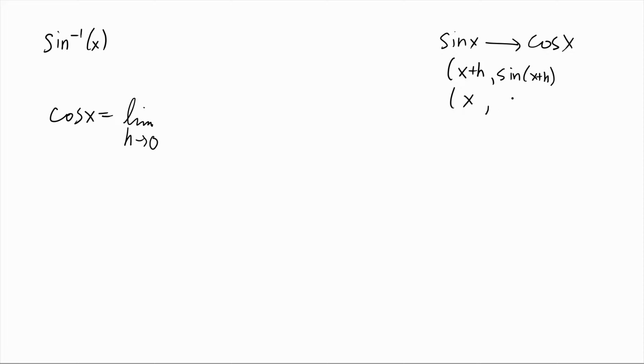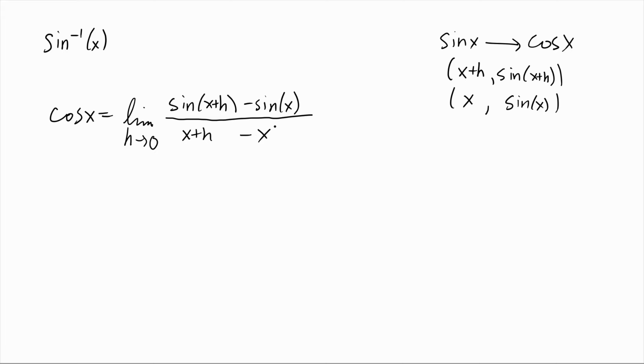And we plug x into sine. Great. We have rise over run, so y difference over x difference. So sine of x plus h minus sine of x, all over the run, x plus h minus x, which is just h, but I'm going to write it down as x plus h minus x. We know this limit is equal to cosine x.